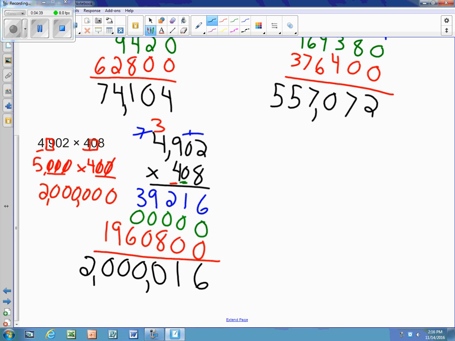And we end up with 2,016,000, which is close to 2 million. And that is how you estimate and use the actual to compare.